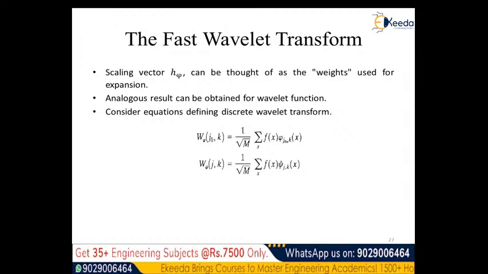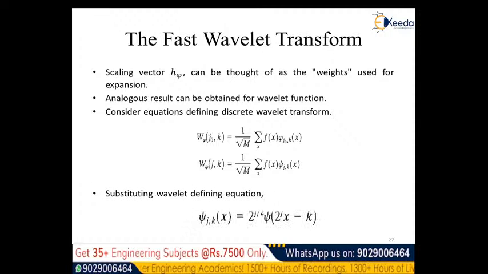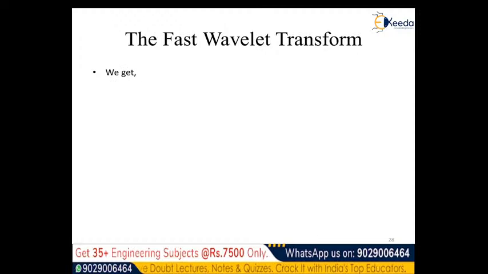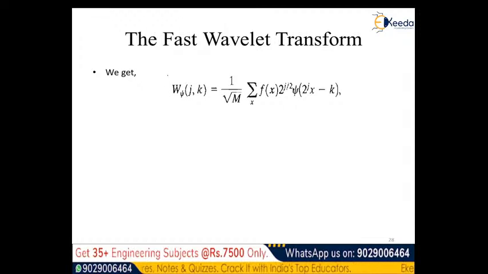Now if we substitute the wavelet definition equation, that is psi of x with suffix j comma k equal to 2 to the power j by 2 times psi of 2 to the power j into x minus k, we obtain w suffix psi in the bracket j comma k equal to 1 upon root m multiplied by the summation over x of f of x multiplied by 2 to the power j by 2 times psi of 2 to the power j into x minus k.